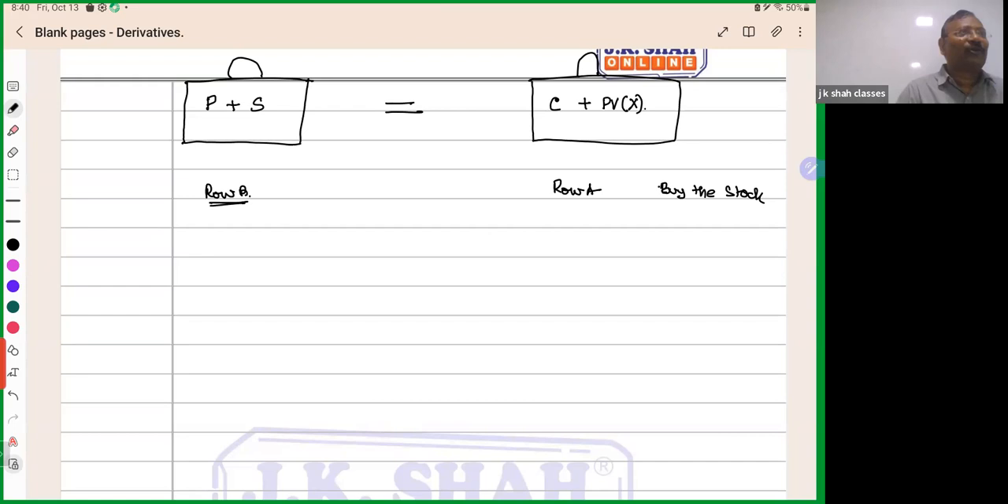And let me prove it to you also, right? And remember, what is it that I'm going to prove? I'm going to prove that on expiry, both these portfolios will have the same value. Okay? Let us see how.